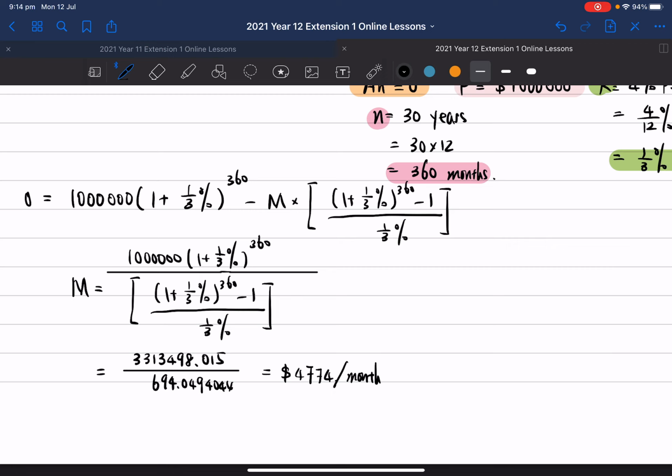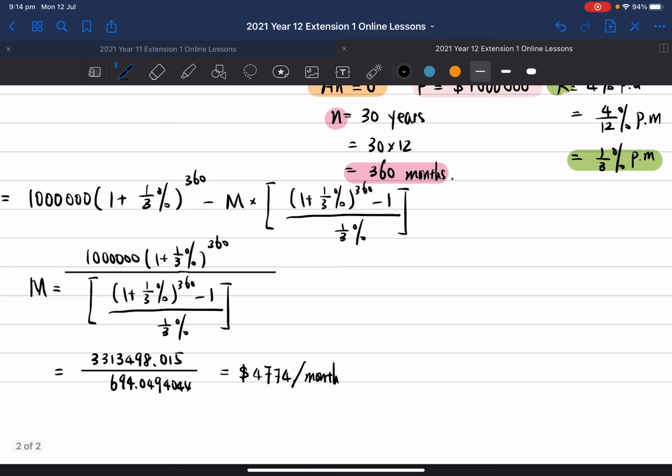Now, that is what we need to do for the loan repayment question. From here, they can ask you various questions. They can ask you how much interest, so what is the interest? They can ask you certain questions like calculate the total interest.